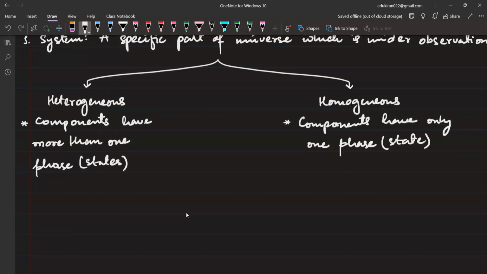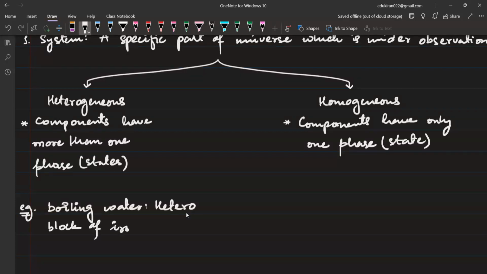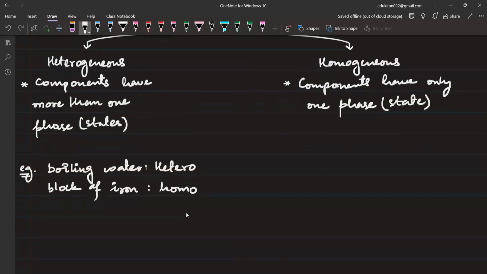Now, for example, if I talk about boiling water, then it is going to be heterogeneous. Why? In boiling water, there will be liquid water as well as the water vapors. So liquid and solid, sorry, liquid and gas, both of them are present, right? So it is heterogeneous. And for example, if you have a block of iron, this will be homogeneous because we have only iron, and that is what it is, one block.